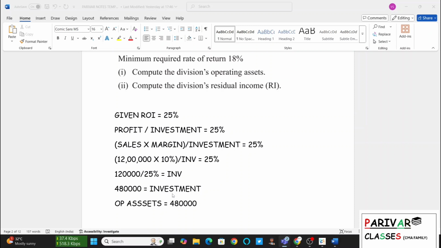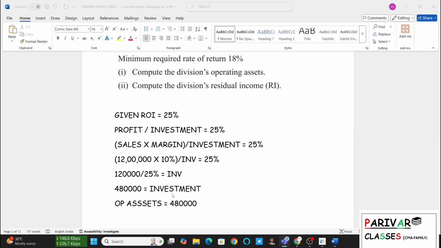The division's operating assets is completed. Now we will do the division's residual income. What is the residual income formula? We have operating assets, we have minimum rate of return. Just we need operating income. Operating income is nothing but profit. Am I right or wrong? Yes. Operating income is equal to profit. We have profit value as sales into margin, 12 lakhs into 10 percentage, which is nothing but 1 lakh 20,000.